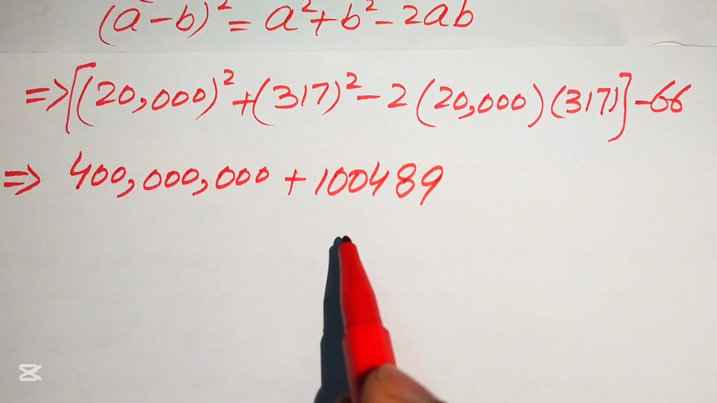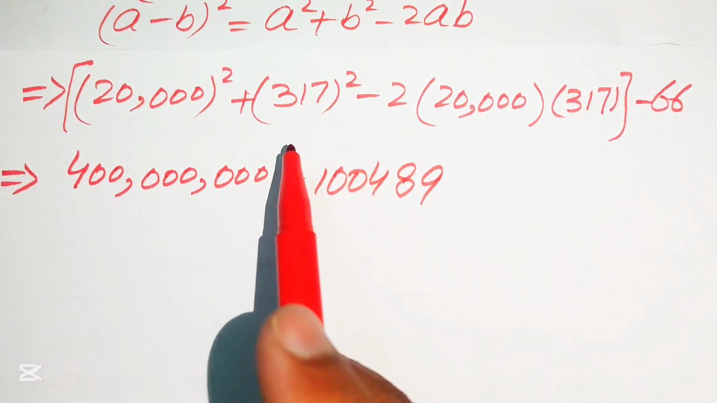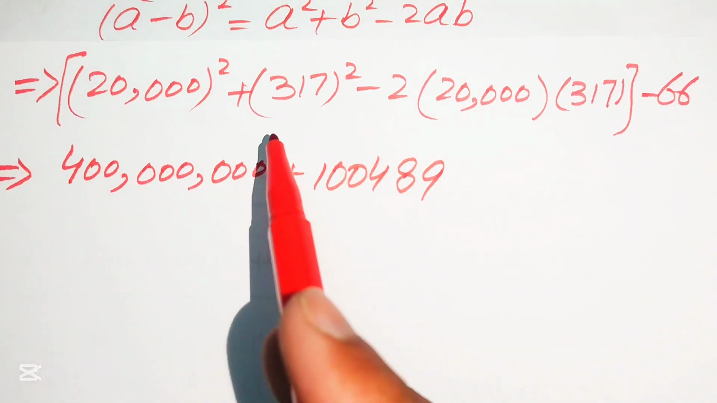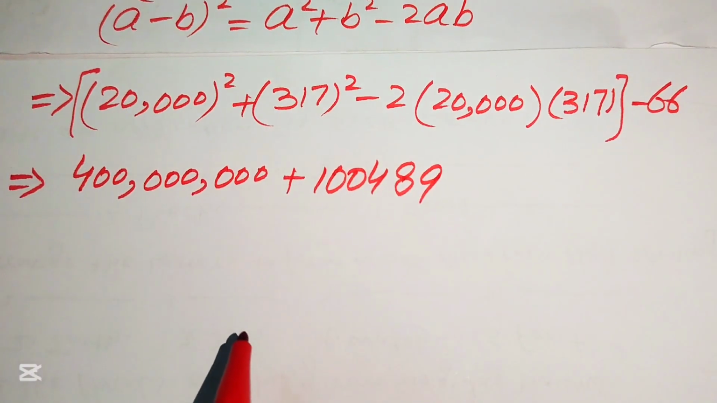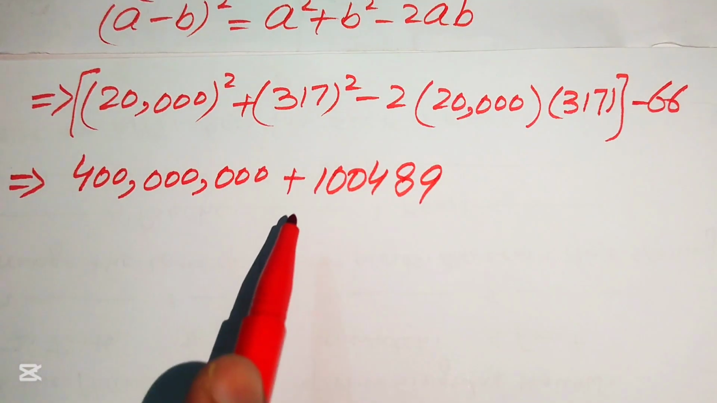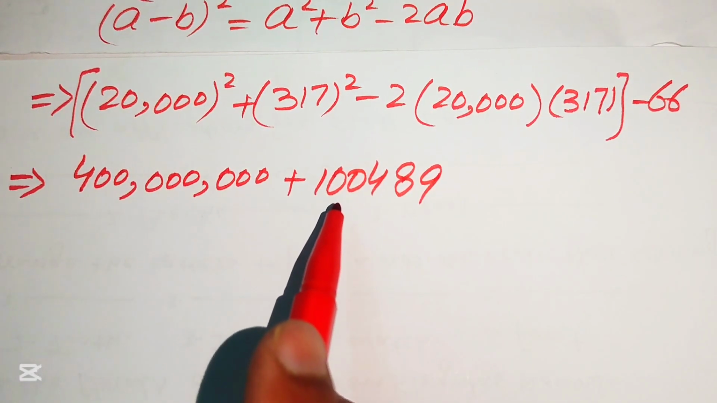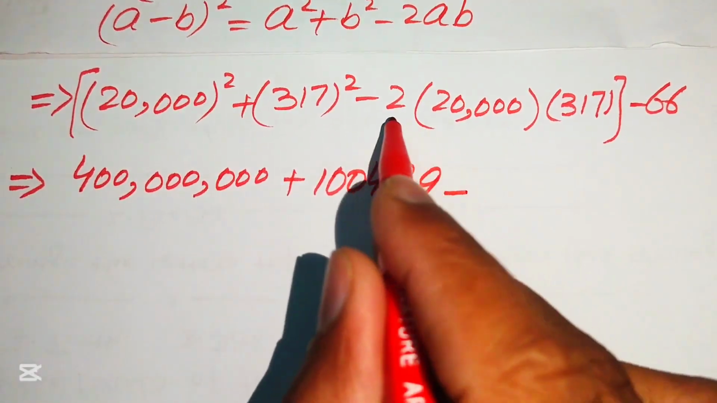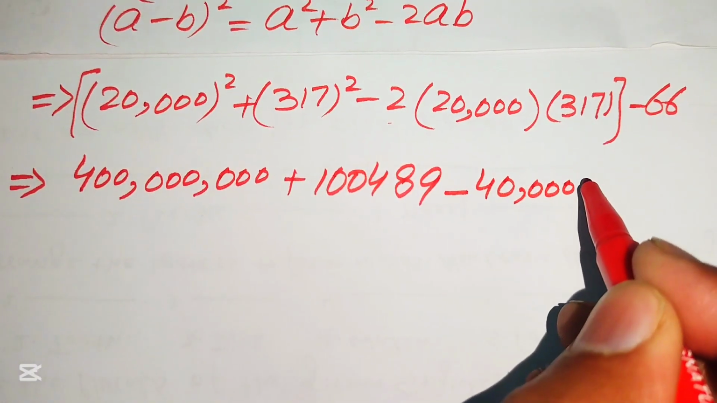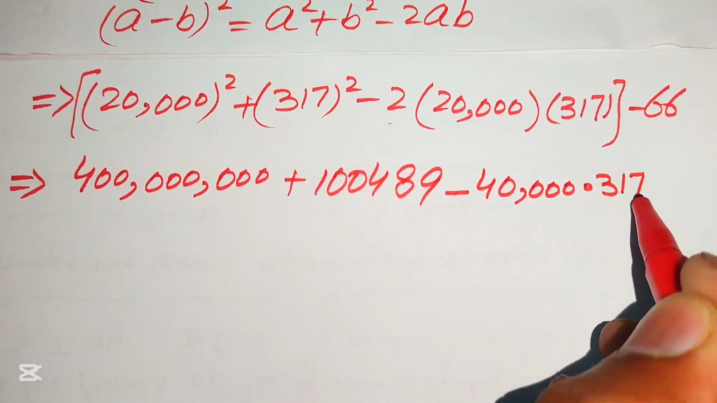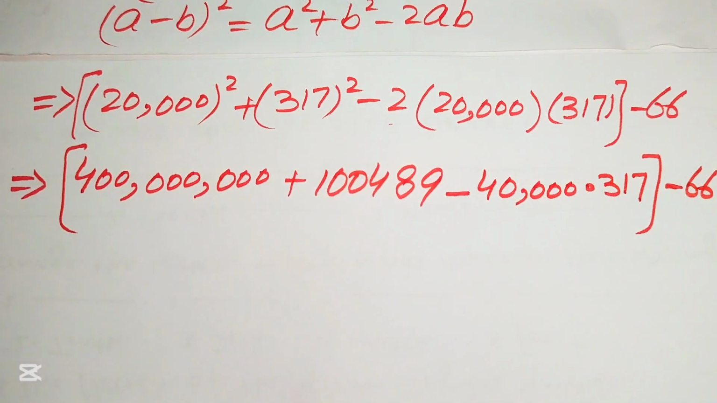100489. So I hope you can easily take the square of 317, or in other words, you can multiply 317 with 317. You learn the method of multiplication in your primary classes, so according to this method, you can easily find this product. Okay, and after that, we need to multiply these values, so 2 2s are 4, and we get 40,000, and it is multiplied by 317, and it is subtracted by 66.